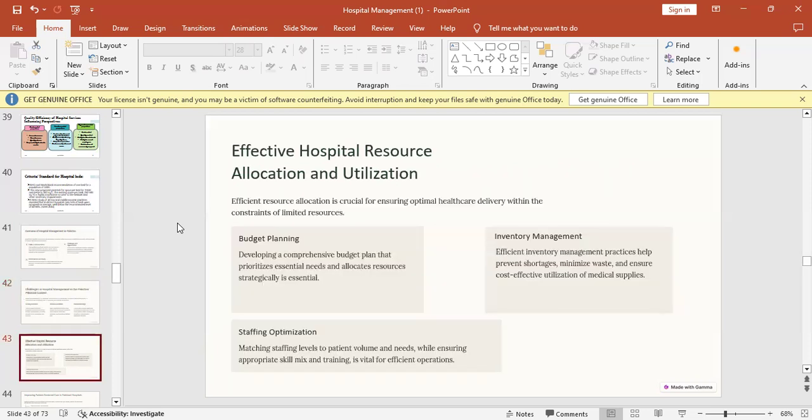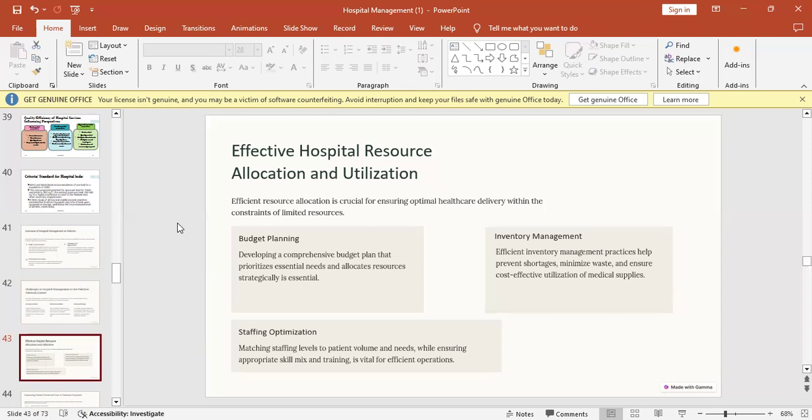On effective hospital resource allocation and utilization. Efficient resource allocation is crucial for ensuring optimal healthcare delivery within the constraints of limited resources. What we need is budget planning. Developing a comprehensive budget plan that prioritizes essential needs and allocates resources strategically is essential.